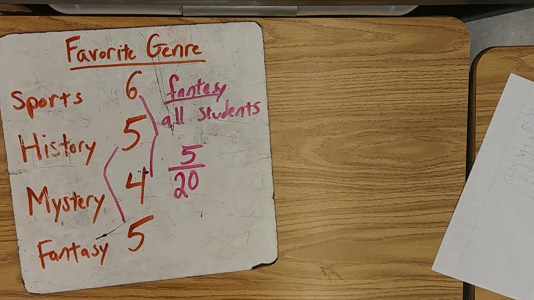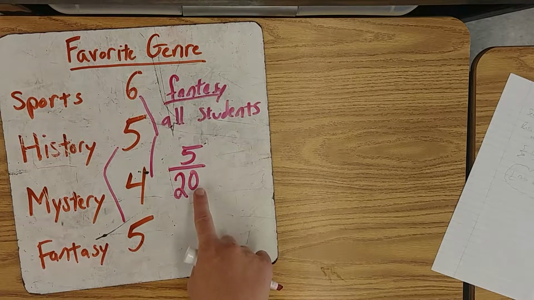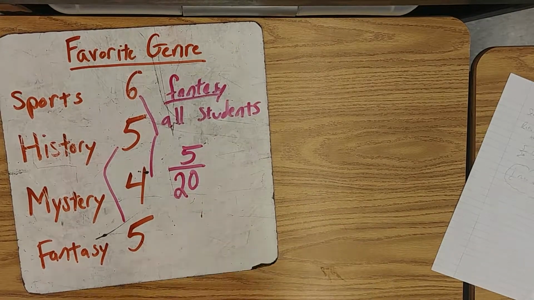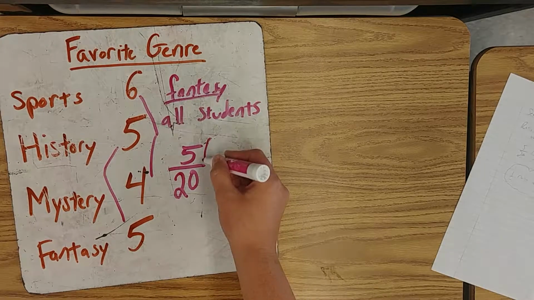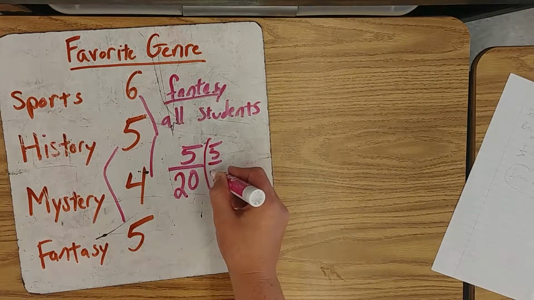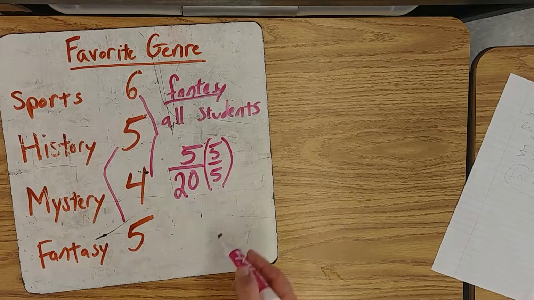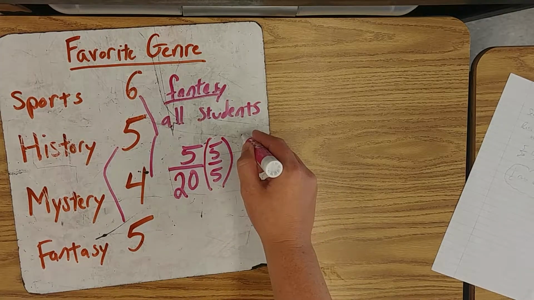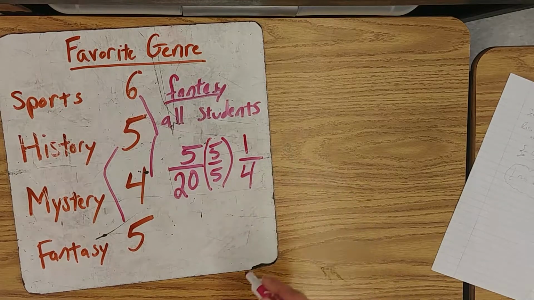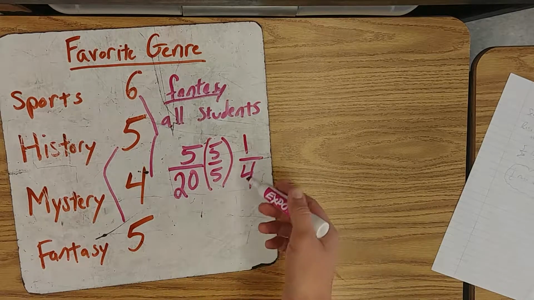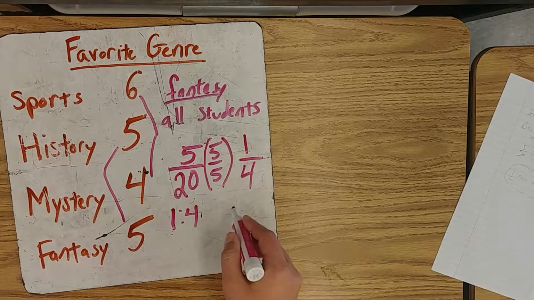That does not look completely reduced to me. So I'm either going to use my GCF knowledge, or I'm going to use my divisibility rules knowledge and see that 5 goes into 5, which is pretty obvious, and 5 also goes into 20. So I'm going to try reducing this by the fractional one, 5 over 5. 5 divided by 5 is 1. 20 divided by 5 is 4. So the ratio of students that like fantasy books compared to all of the students is 1 to 4. And don't forget that you can also write it different ways.